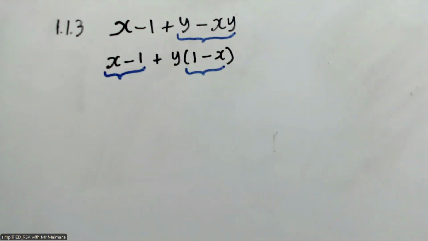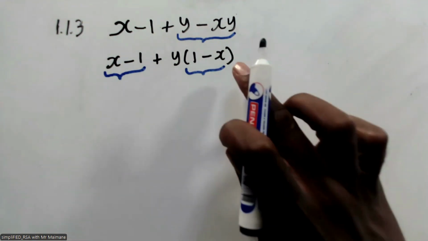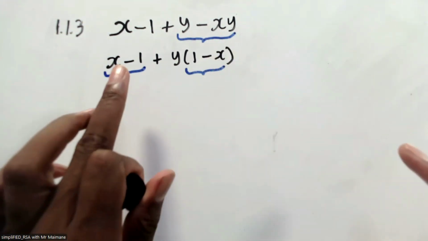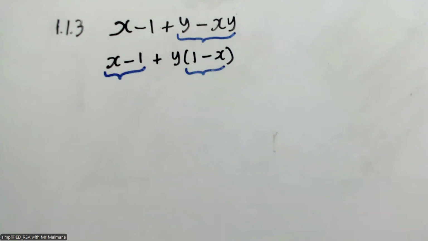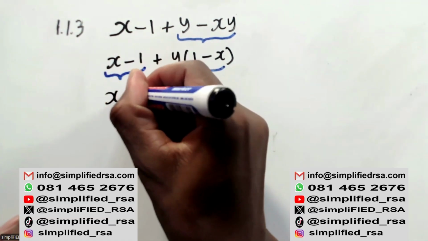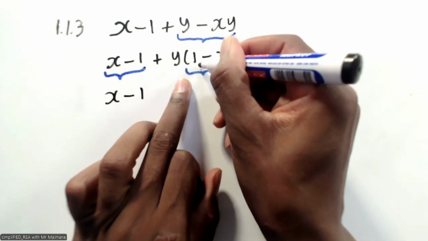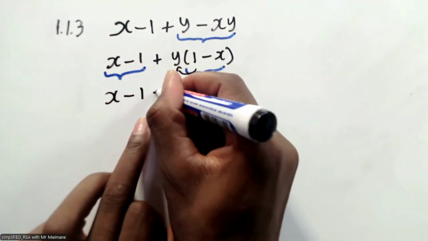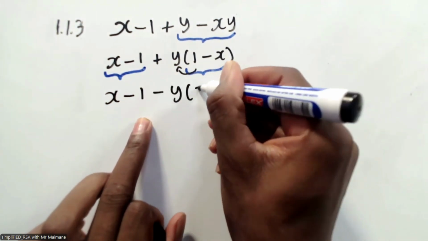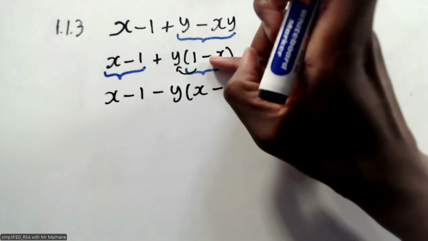The only difference is the signs. Here you have x minus 1, here you have 1 minus x. For you to manipulate this to look exactly like this, you would take out a common factor of minus 1 inside here. Let's do that. If we do that, we're going to have x minus 1. If I take out a common factor of minus 1, that common factor of minus 1 will end up affecting the plus 1 to make it a minus. So it's going to be minus y into x minus 1. That's what I've done. So I took out the common factor of minus 1.